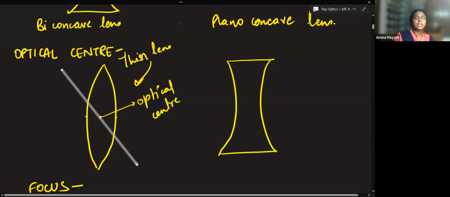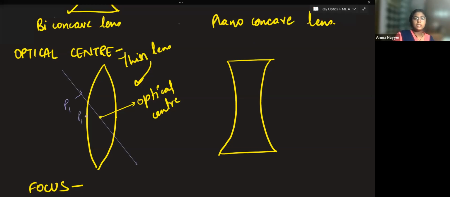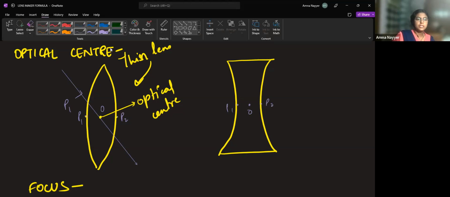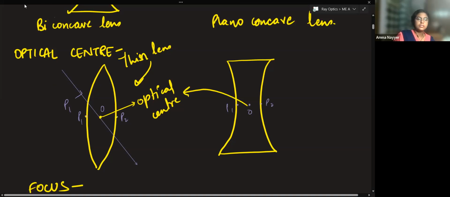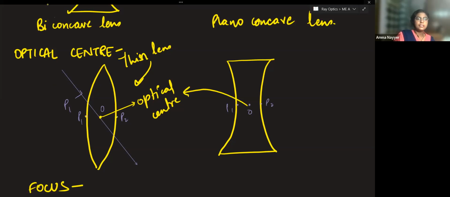From here, the lens does pass. Let's say this is pole P1 and this is pole P2. From here, this is O, that is your optical center. Here this is also O, this is P1, this becomes P2. This is known as the optical center, and a ray of light can easily pass through this optical center.